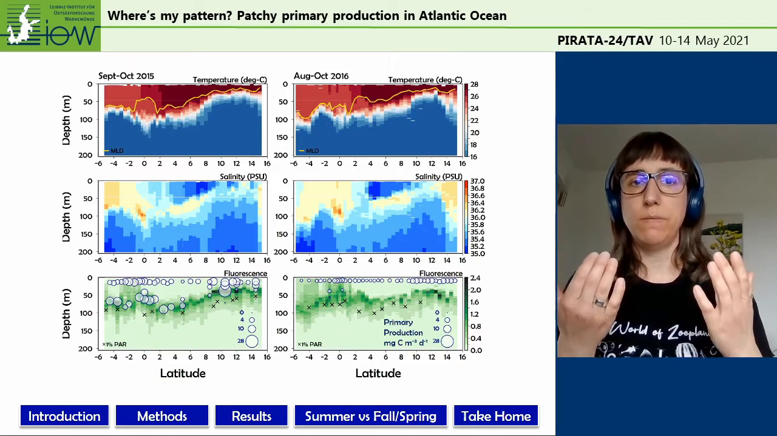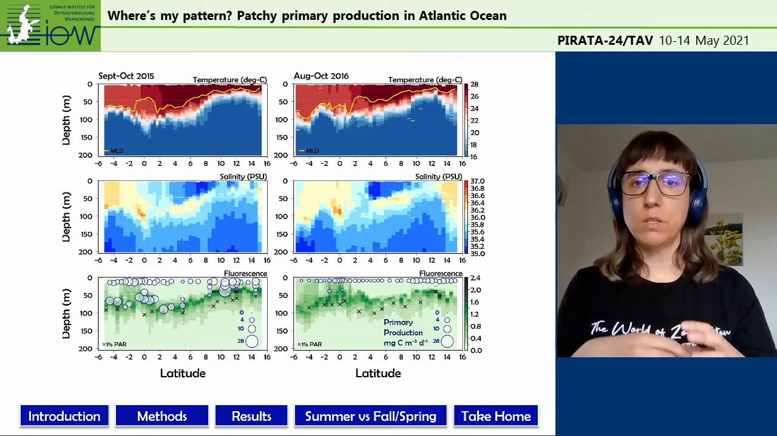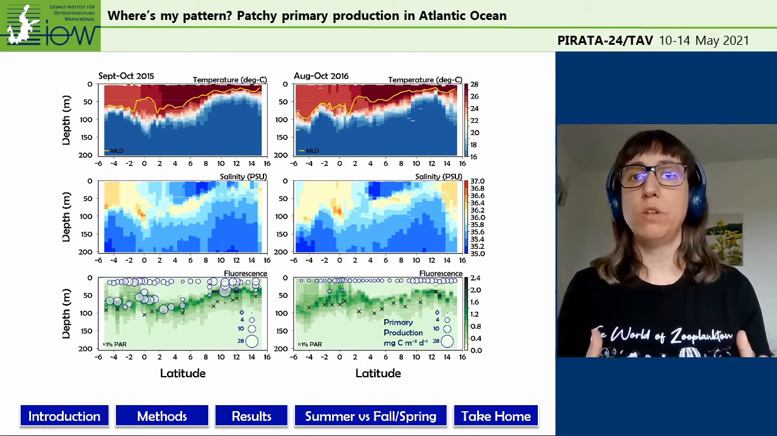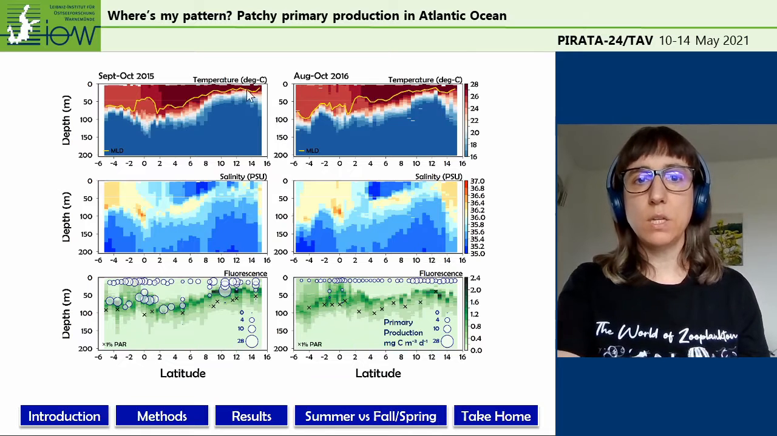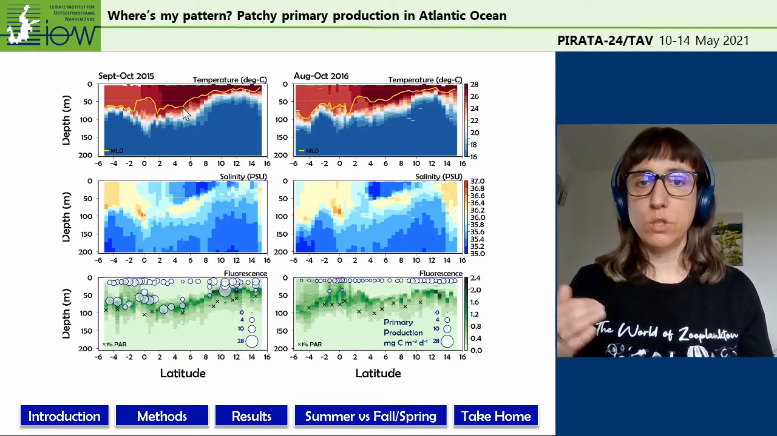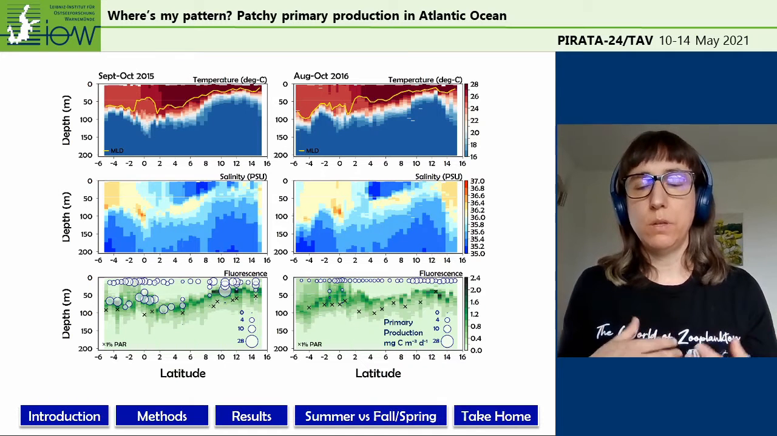You see this uplift of isotherms at the beginning of the transit in the area of influence of the Guinea dome, and then there's a gradual deepening of the mixed layer, which you can see in this yellow line in both cruises, towards the equator. There are slight differences, but it's more or less the same.